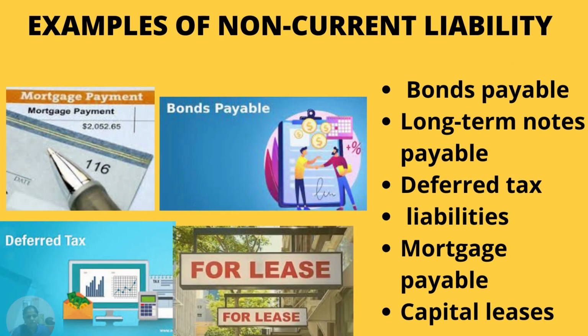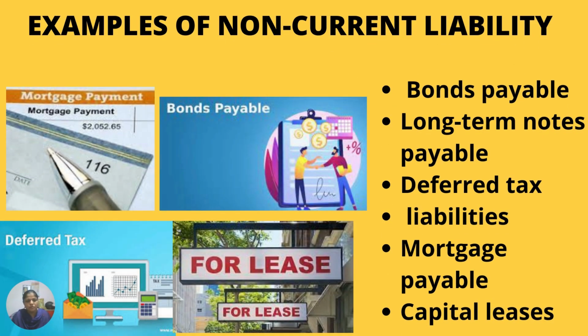Then let us see the examples of non-current liabilities. First one, bonds payable. See the picture of bonds payable. Second one, long-term notes payable, deferred tax liabilities, mortgage payable, capital lease. These all things are important for the business, and they are known as non-current liabilities.